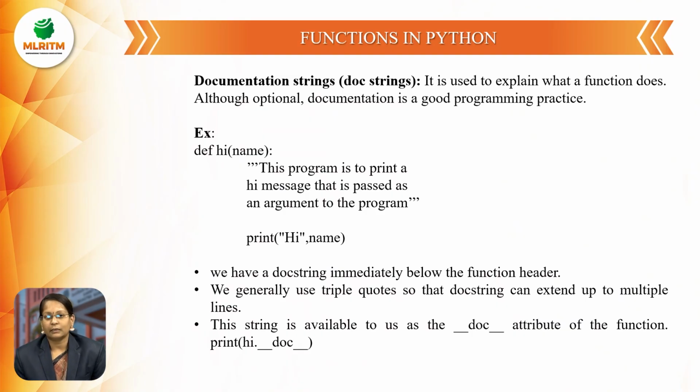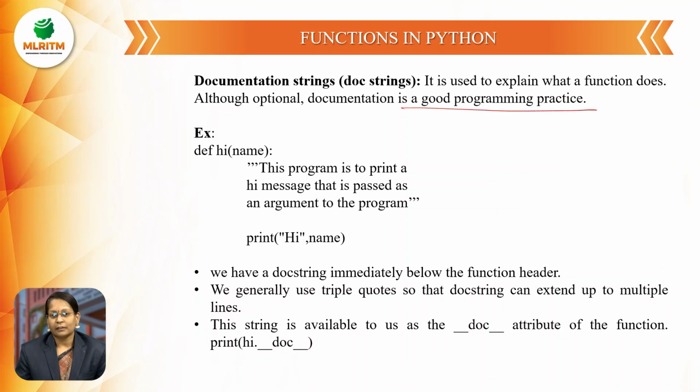After defining a function, we have a topic called the documentation string, also known as the docstring. Generally, we write this docstring immediately after the function header. It is used to explain what a function does. Although optional, documentation is a good programming practice, so it is very good to write the documentation string immediately after the function header.